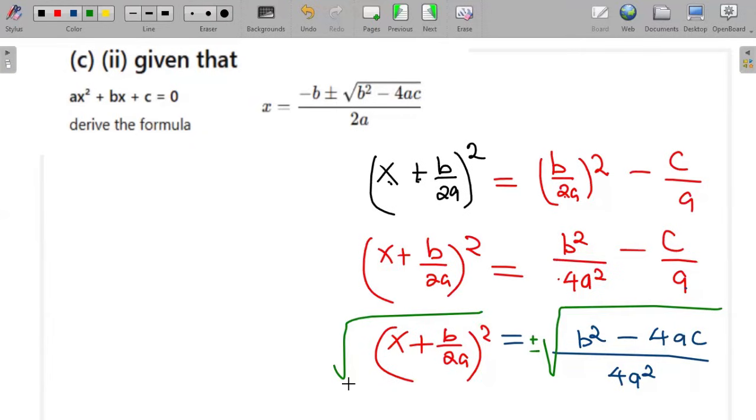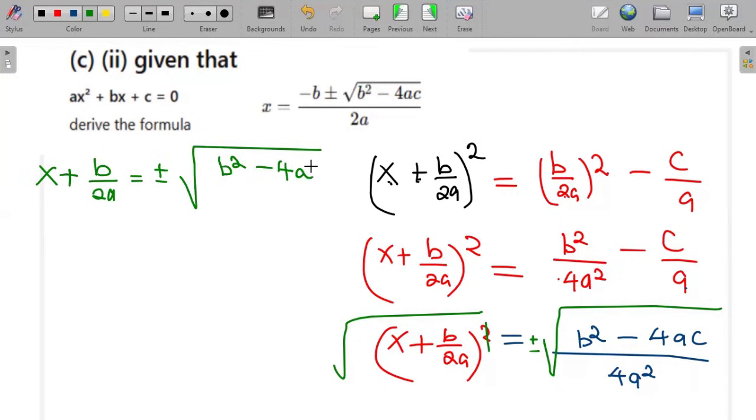Okay, so this square root here cancels out with the 2. So I just have x plus b over 2a is equal to plus or minus the root of b squared minus 4ac divided by 4a squared.